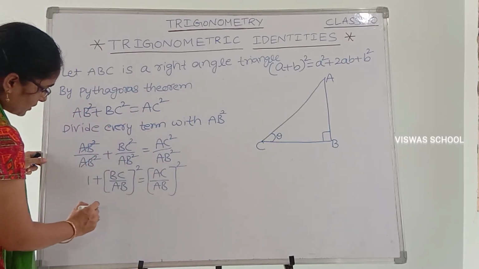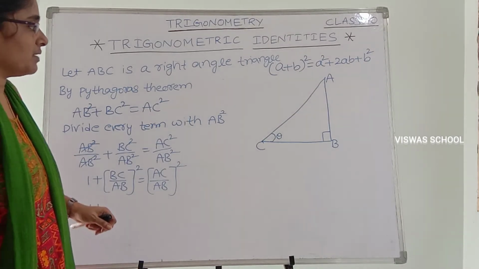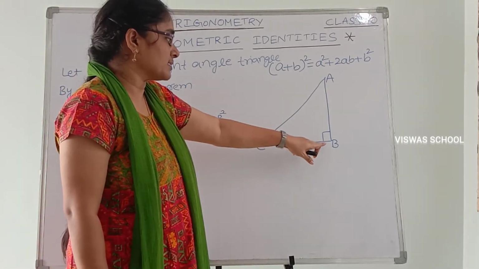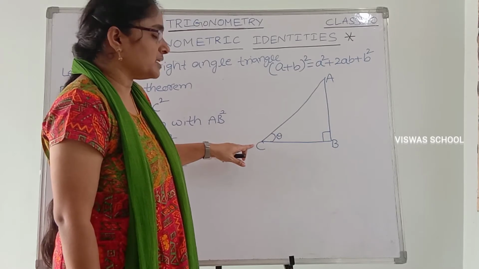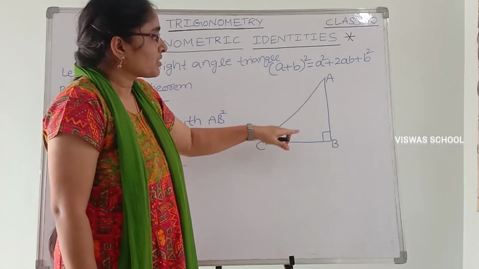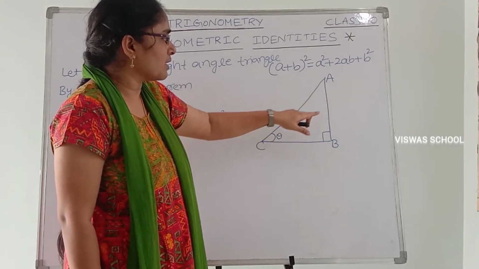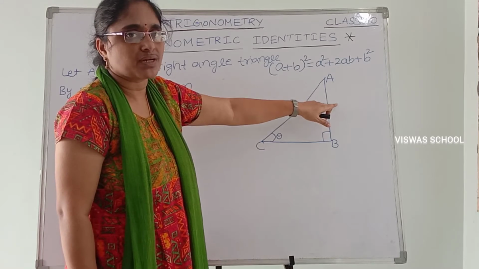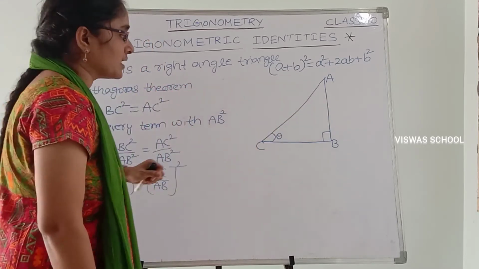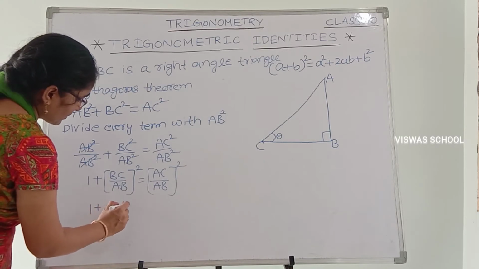Now this is 1 plus, from this, BC by AB. Here, see in the right angle triangle, this is BC, the adjacent side to theta, by the opposite side to theta. Adjacent to theta by opposite to theta means this is cot theta. This is equal to cot theta whole square.